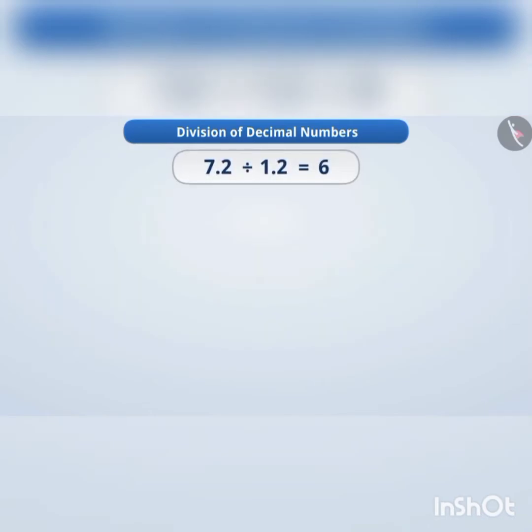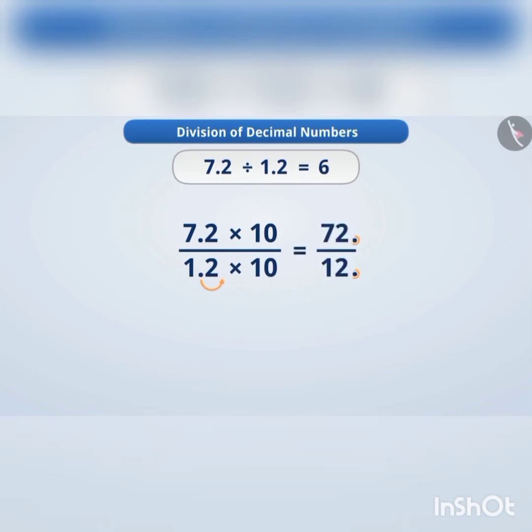Another way to do this easily is to write 7.2 and 1.2, one below the other as numerator and denominator. Now, we will try to make the denominator a whole number. For this, we can multiply the denominator by 10. To keep the values same, we will also have to multiply the numerator by 10. Multiplying 1.2 by 10 will move the decimal point one place to the right. Since there are no digits after the decimal point, we can ignore it. Similarly, we get the number in the numerator as 72. Now, we divide 72 by 12 to get 6.